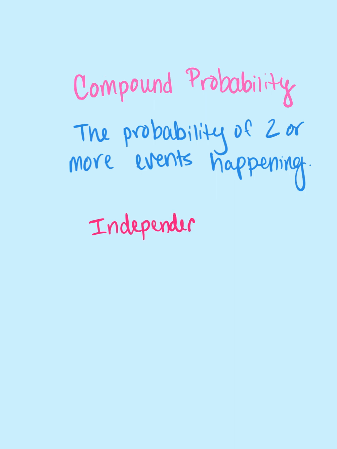Independent events do not affect each other. One experiment does not affect the other. Dependent means that the first event will affect the second event. So let's go over some examples.